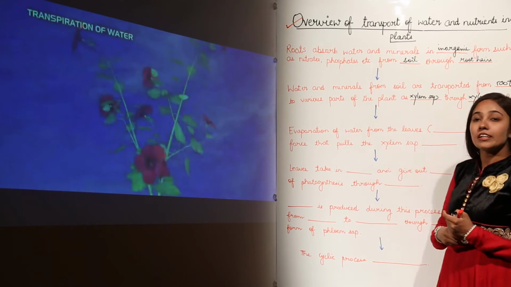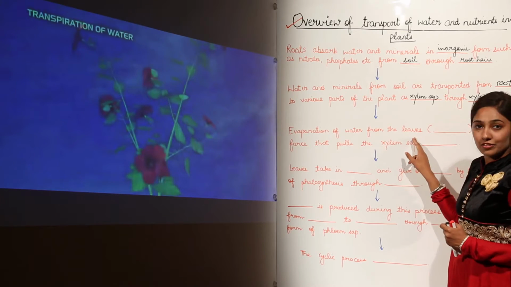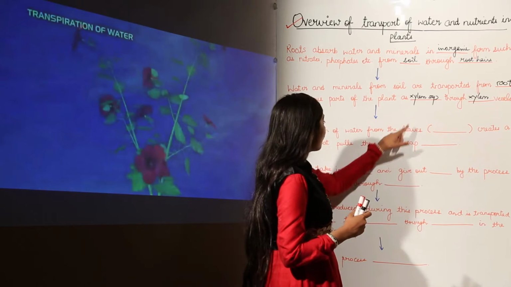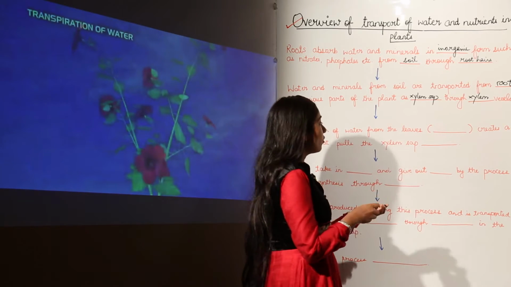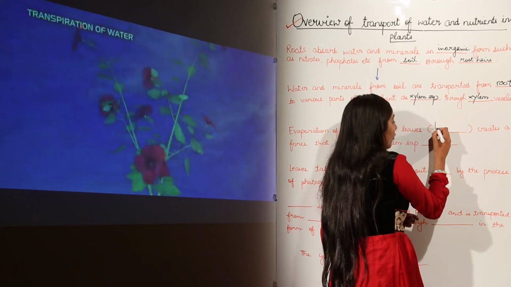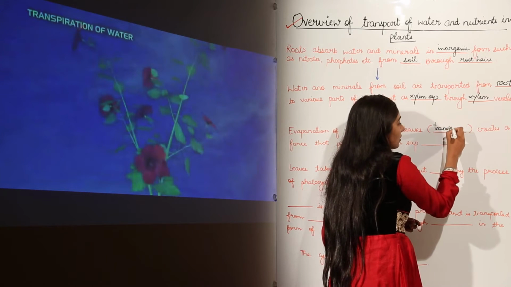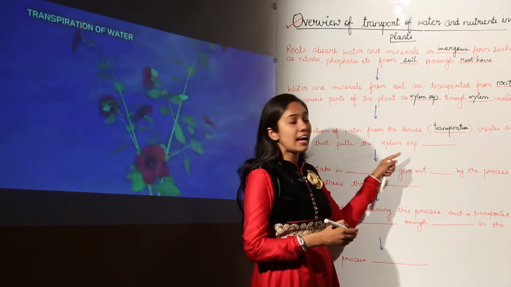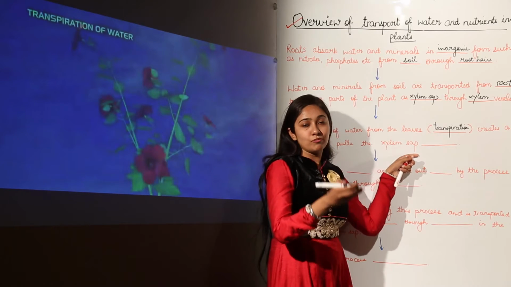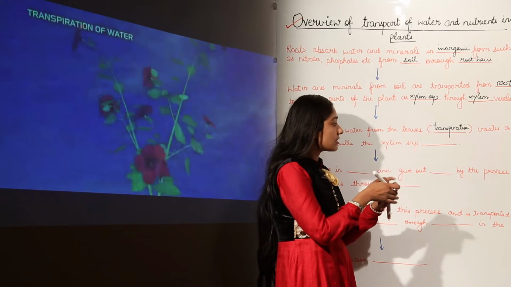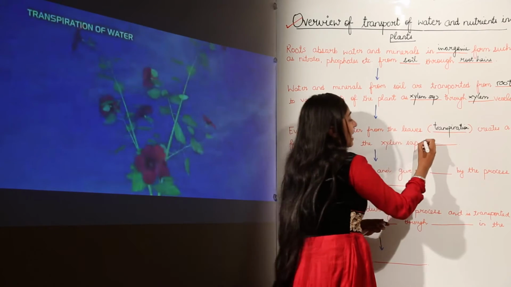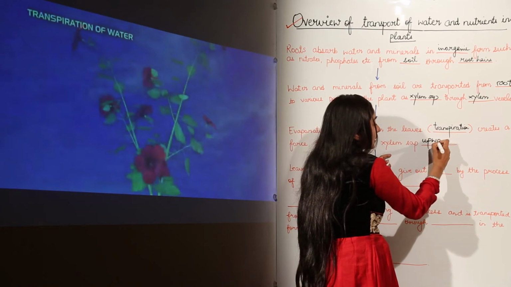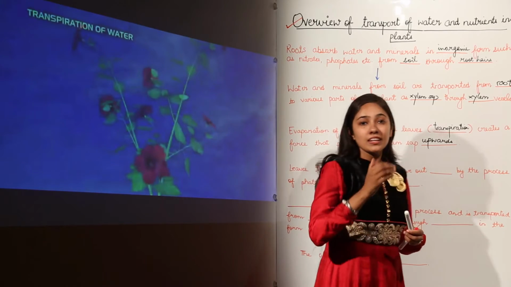Okay. So next we move on to the third point, evaporation of water from the leaves. Now I have put a bracket here. What do we name the process of evaporation of water from the leaves? It's very well understood that evaporation of water from the leaves is known as transpiration. Transpiration creates a force that pulls the xylem sap. Now what is the direction of movement of water and minerals through xylem vessels? That is upward movement. So it is going to pull the xylem sap, meaning water containing minerals, upwards, because the movement is going to be in an upward direction.